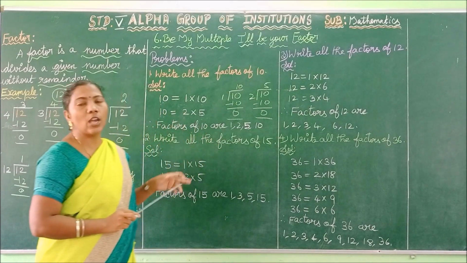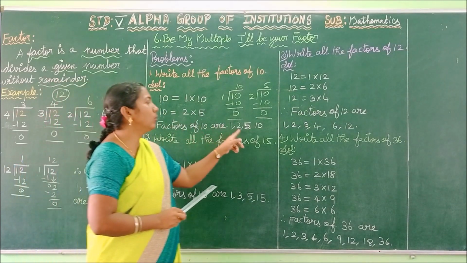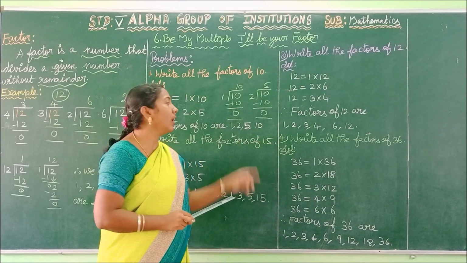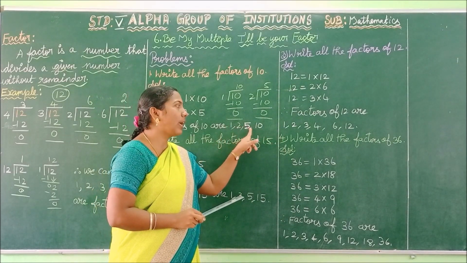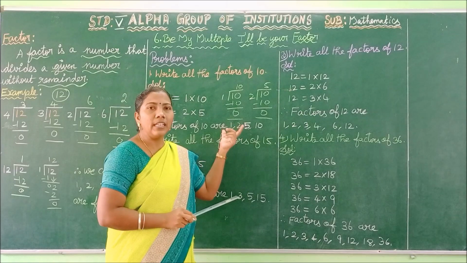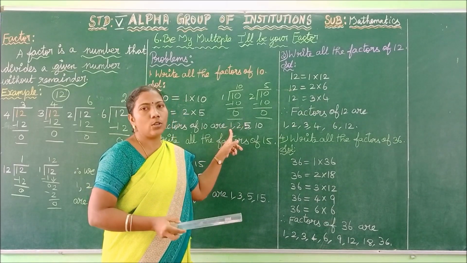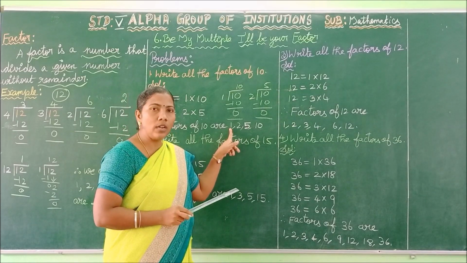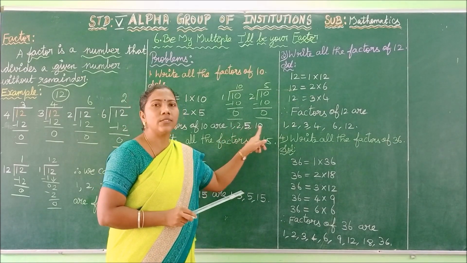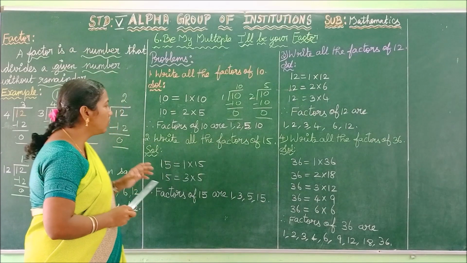So 10 has how many factors, children? 1, 2, 3, 4 factors. What are they? 1, 2, 5, 10. It means what? 10 can be divided by 1. That is, divided by means remainder 0. Okay. 10 can be divided by 1 as well as 2 as well as 5 as well as 10.